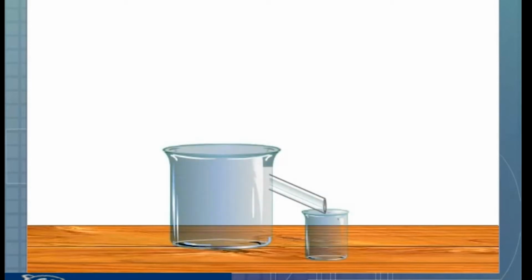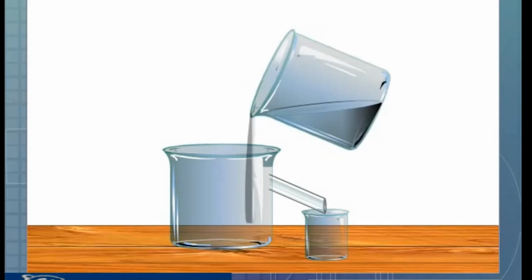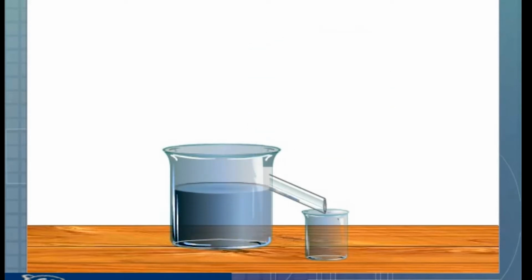Arrange the Eureka can and the beaker on the table as shown here. Pour water into the Eureka can till the water starts overflowing through the spout. When water stops dripping, replace the beaker by another beaker of known mass.